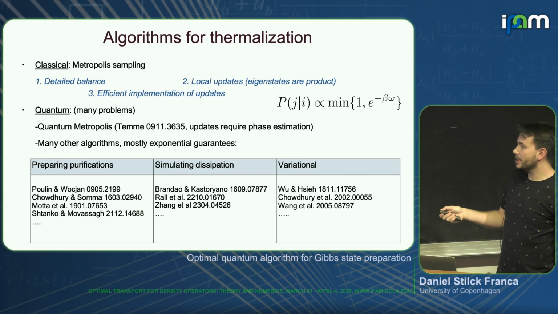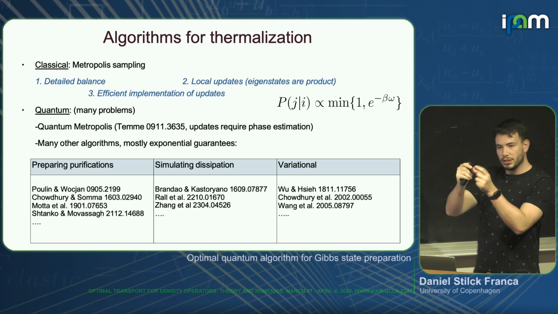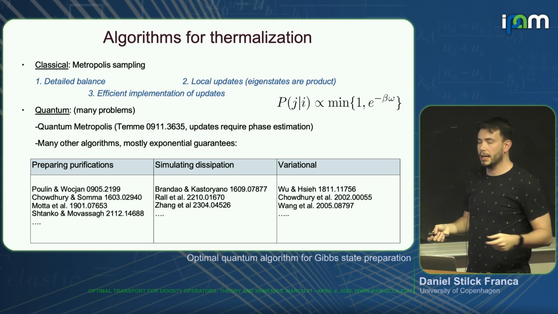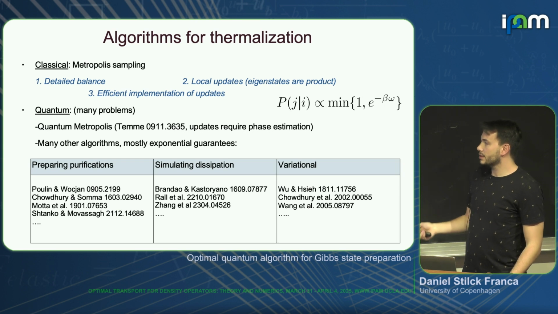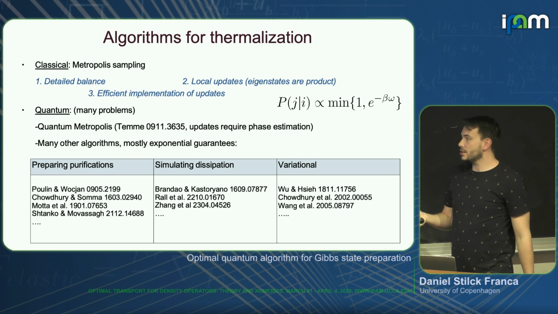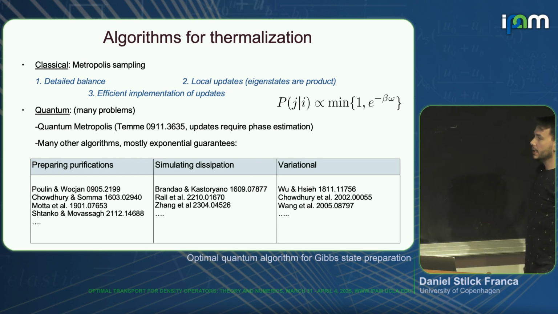But the updates you have to do are also local, in the sense that, for instance, you can do these local bit flips and see how the energy changes, and based on that, you accept or not a flip. Which means it can also do these updates efficiently.